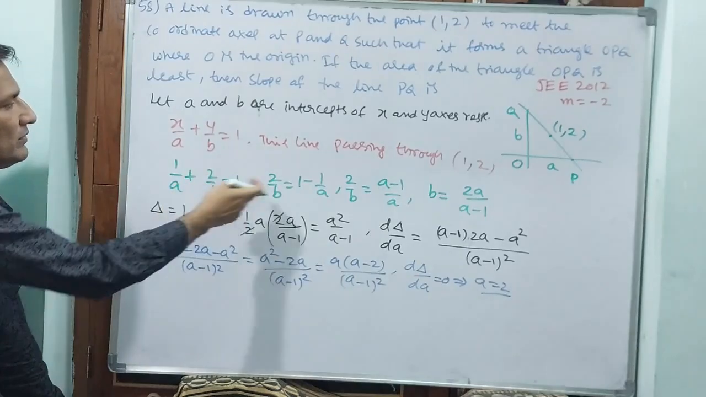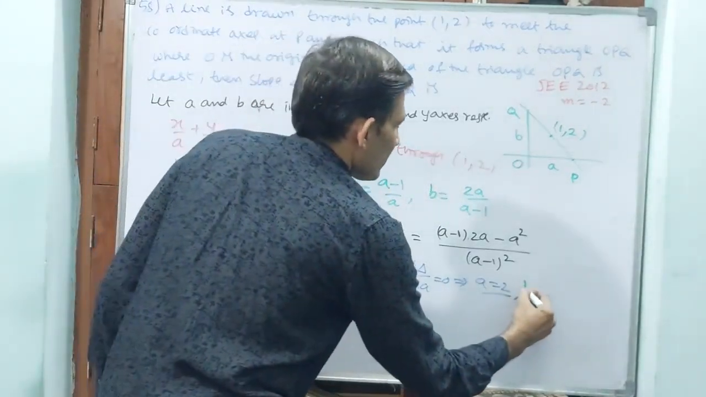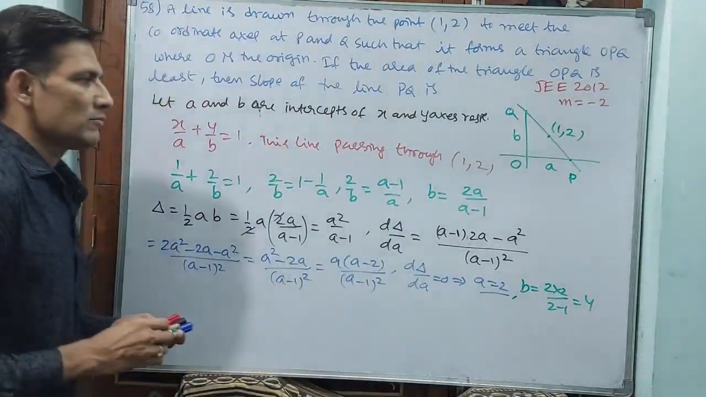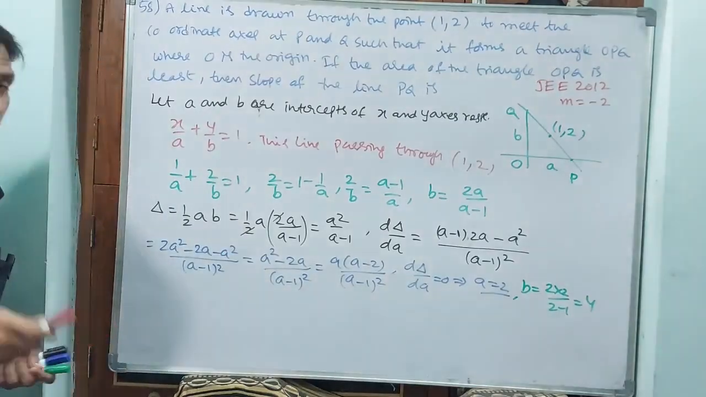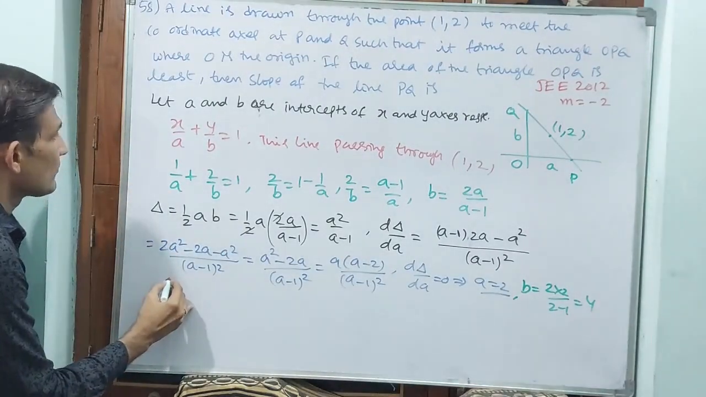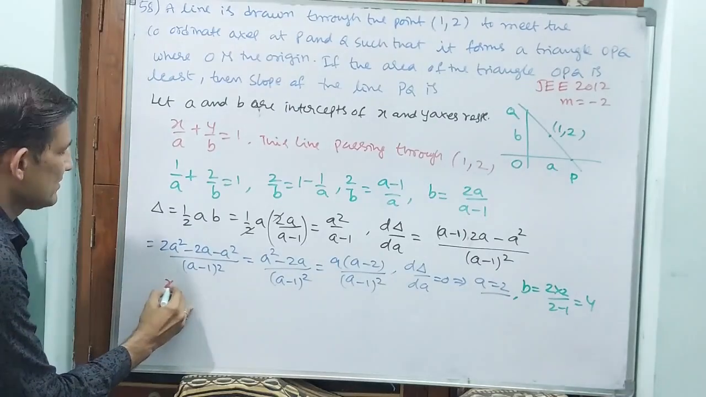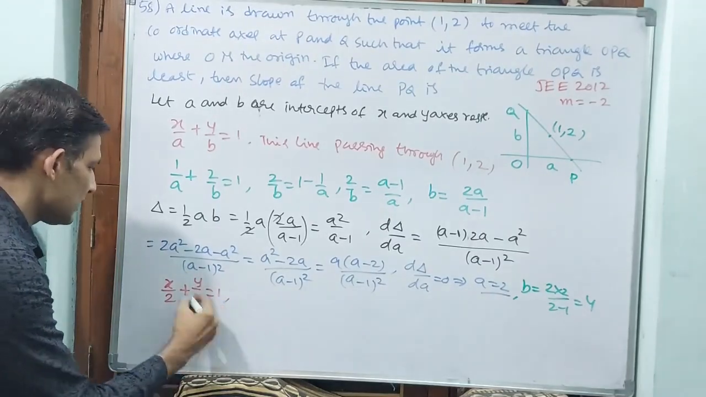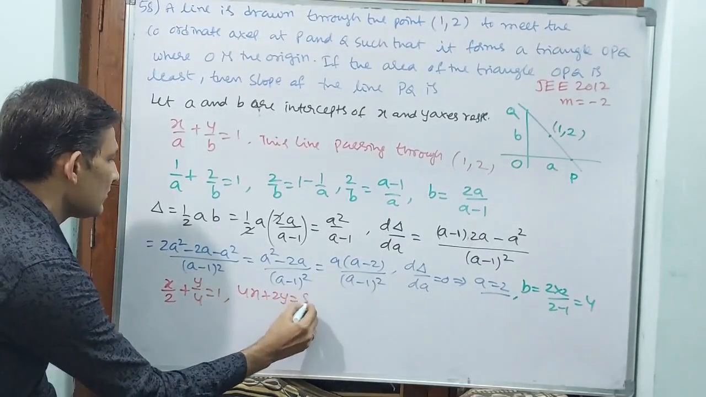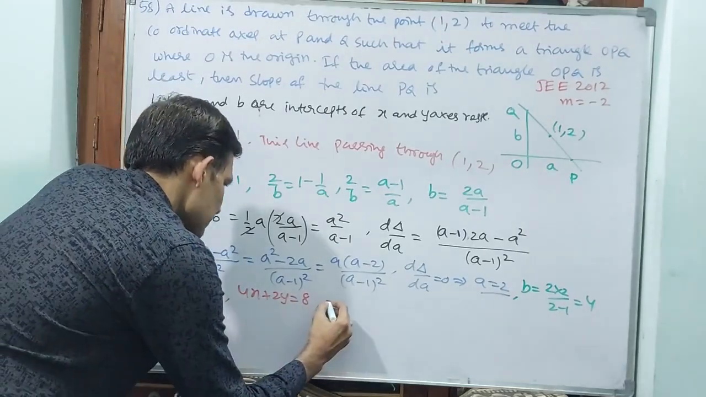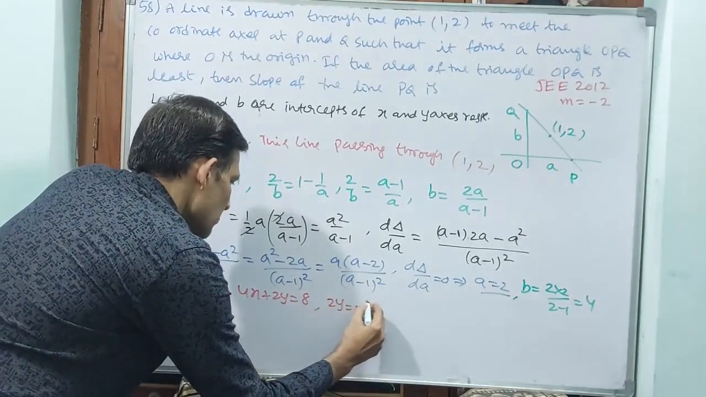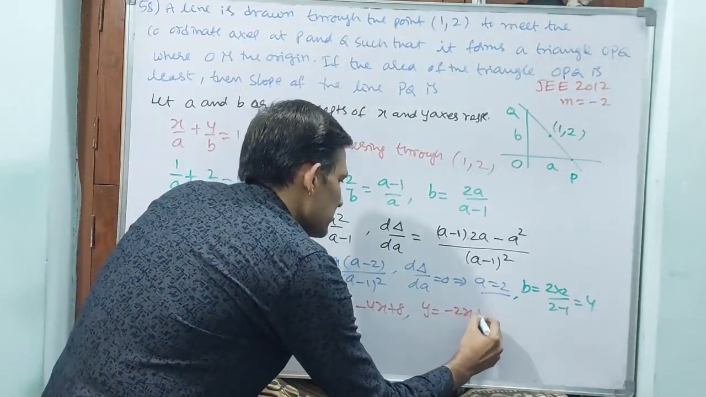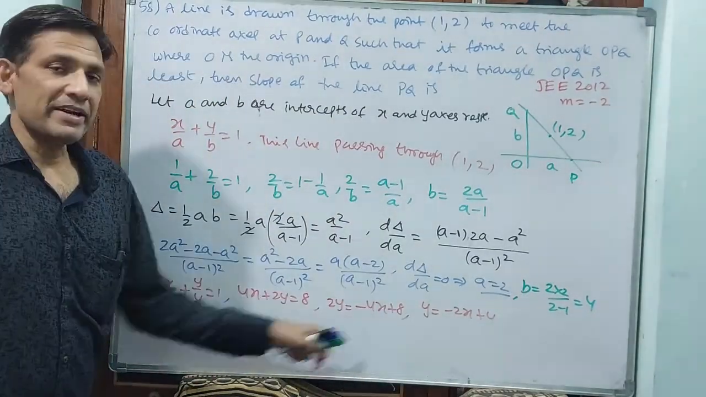Then for this A, you find B also. B is equal to 2 into 2 by 2 minus 1, that is equal to 4. B is equal to 2A by A minus 1. You have got A and B, then you substitute in this: x by 2 plus y by 4 is equal to 1, or else 4x plus 2y is equal to 8, or else 2y is equal to minus 4x plus 8, or else y is equal to minus 2x plus 4. I have divided by 2.